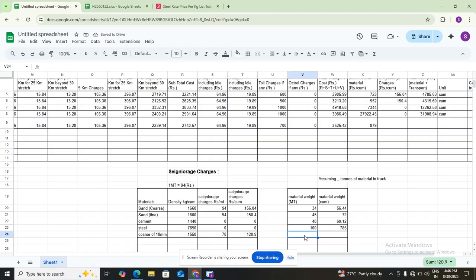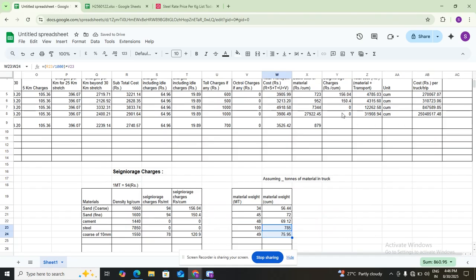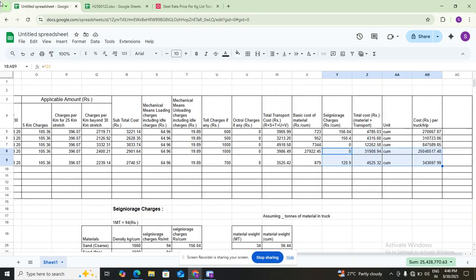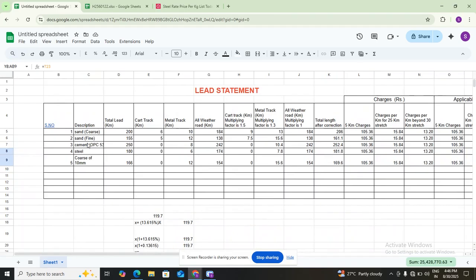Okay, what is the carrying capacity? It is 45 ton, not 45, keep it 49. Okay, 14 is the carrying capacity of the truck. These are quick changes, and I drag and drop everything. This is happening, the total price has become okay. It is like calculating all charges of all materials in the lead statement, the same for 10 mm, 20 mm, 40 mm aggregate. Whichever material we are using, we need to calculate for that material only.